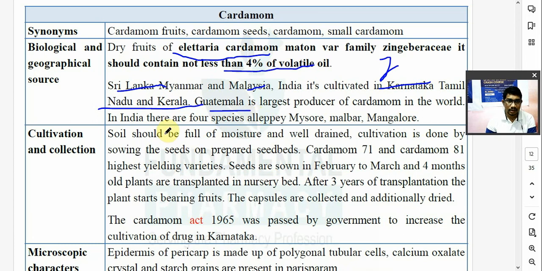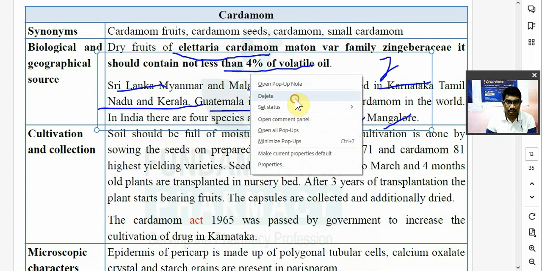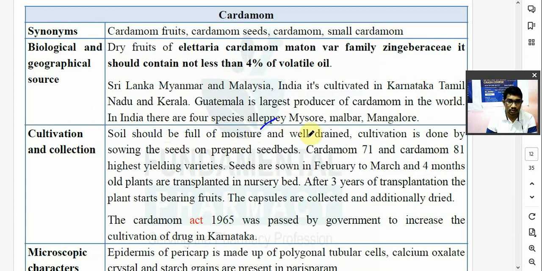In India, there are 4 species of this cardamom, known as the Aleppey, then Mysore, then Malabar, and Mangalore. Cardamom के 4 प्रकार की जातियां हैं यहाँ पे। उनके नाम क्या है? एक एलेप्पी होता है, दूसरा मैसूर होता है, तीसरा मालाबार, चौथा मैंगलोर. Mangalore तो सिटी का नाम है, Malabar coast होता है, Mysore तो सिटी का नाम है. Aleppey, Mysore, Malabar, Mangalore. These are the varieties of your cardamom.